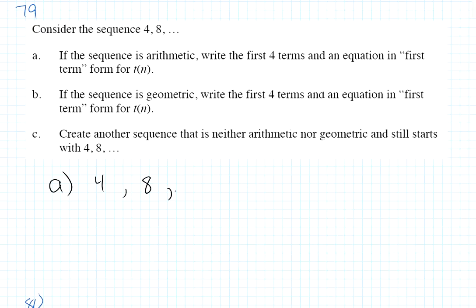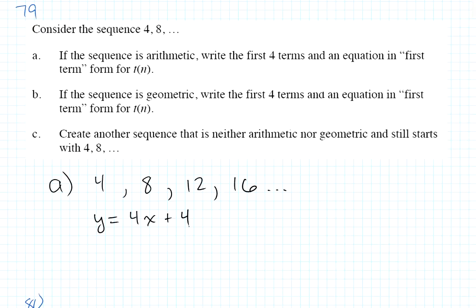And if it's arithmetic, what I'm doing each time is adding 4. So the next one, 8 plus 4 more would give me 12, and 12 plus 4 more would give me 16. So those are my first four terms. Now, if I wrote this as just an equation, not in first term form, it would be y equals, let's see, my slope is my common increase of 4 each time, 4x plus I start at the number 4. So that's the equation, right?